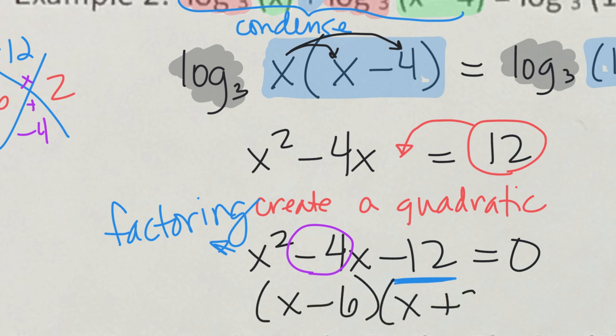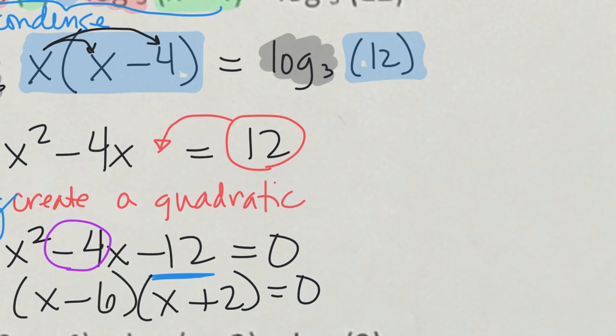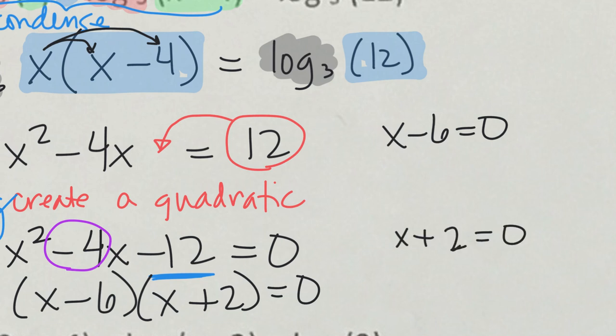So I can rewrite my quadratic from standard form to factored form: x minus 6 times x plus 2 equals 0. That means that if the product of those two things is 0, either your first factor equals 0 or your second factor equals 0. All right, so we solve these both, and we get positive 6 as one solution and negative 2 as our other.